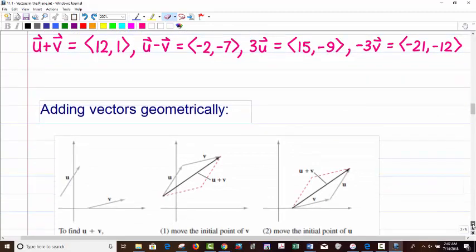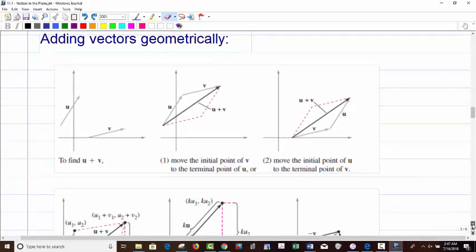Now here's what I was mentioning about adding vectors geometrically. I'm not sure if you'll ever have to do this or not, but it's not too bad. It's a neat little skill to know, I guess. Now we've talked about the idea of a vector. Once you know its vector components, you can start a vector anywhere and move it left or right or up or down according to the components of the vector.